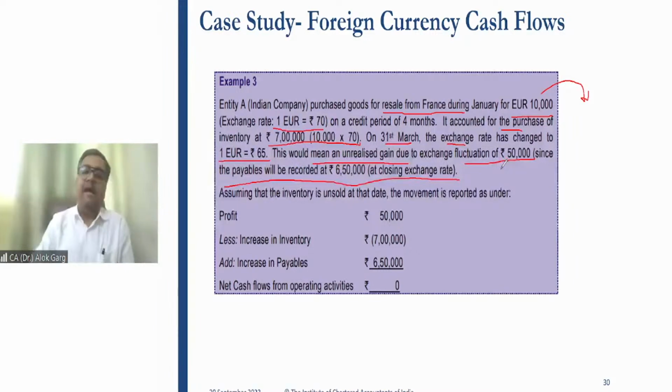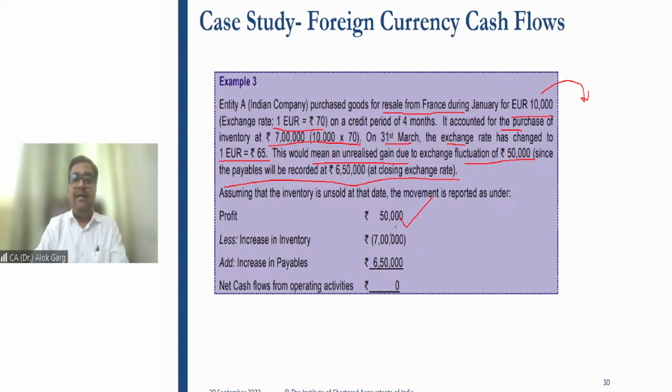So friends, I'm assuming there is no other transaction during the year. Only this transaction was there during the year. So how much profit will be there in your profit and loss account? How much profit will come in your P&L? You have to create the accrual, right? So 50,000 profit will be there in your P&L by way of unrealized foreign exchange gain. So you need to start with your profit. Profit is 50,000 rupees.